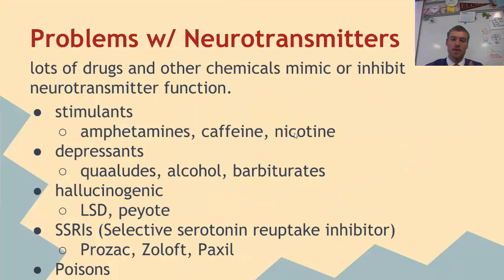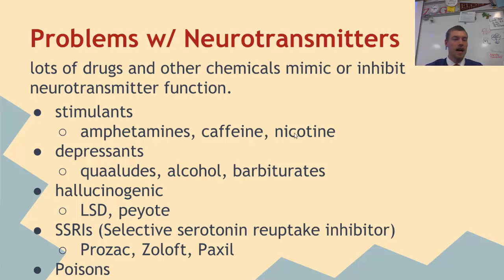Now, there are some problems with neurotransmitters, and these are the weak points of your nervous system. So the neurotransmitters can be mimicked or inhibited by lots of different substances. So, for example, you've got amphetamines, caffeine, and nicotine. These are all stimulants. So they stimulate your nervous system. You've got quaaludes, alcohol, and barbiturates, which suppress your nervous system. You've got hallucinogens such as LSD or peyote, which are going to mimic neurotransmitters and cause your brain to be firing when maybe it shouldn't.